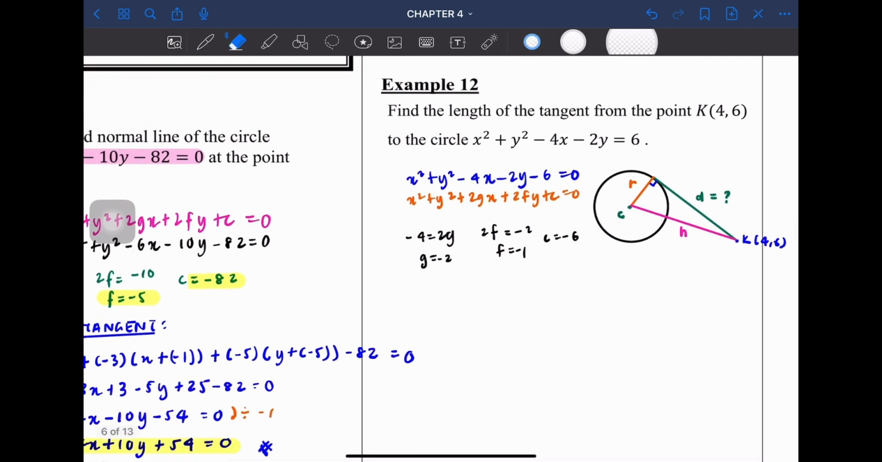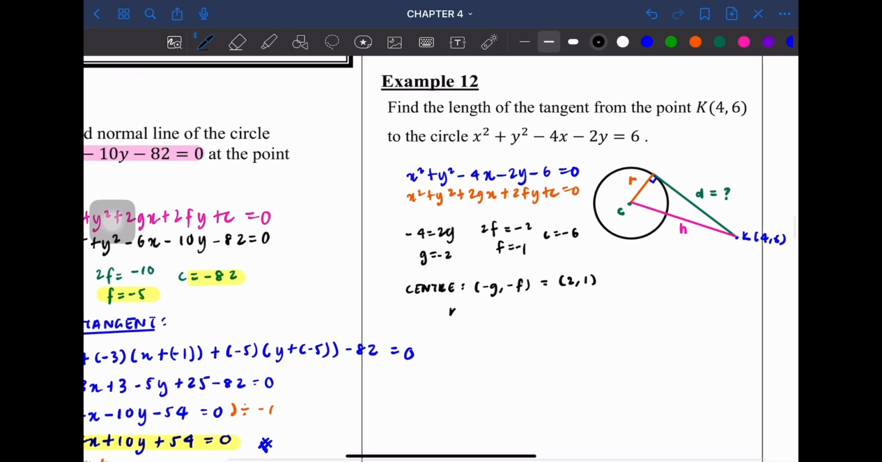From this information, we're going to get our center. Our center is negative g, negative f, so it will become 2, 1. Then our radius r can be found using the formula square root of g squared plus f squared minus c, so negative 2 squared plus negative 1 squared minus c, which is 6. Using the calculator, you will get root 11. So we now know our r is root 11.